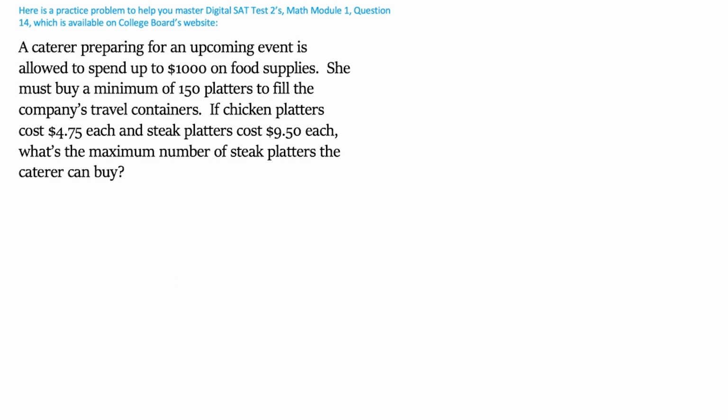Right now, we're going to help you on Digital SAT Test 2 Math Module 1 Question 14, which you can find on College Board's website. But before we do that, let's work on another practice question that has the same concept in it, and then we can go to the real deal and work on those same skills.